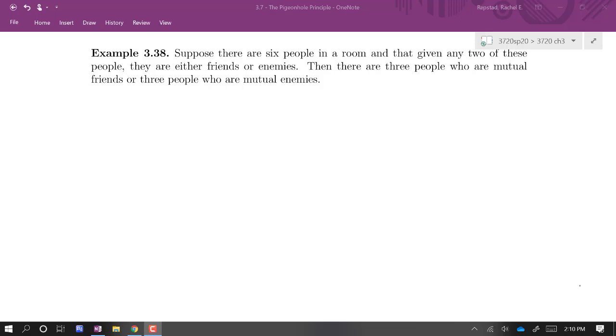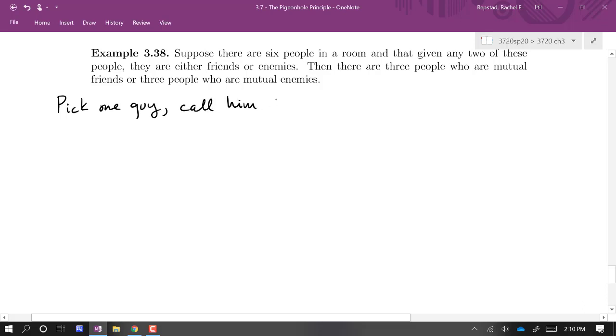So here's how we're going to do it. We're going to pick one guy, pull him aside. We're going to call him A. So now, for each of the other 5 people in the room, they're either a friend of A or an enemy of A.